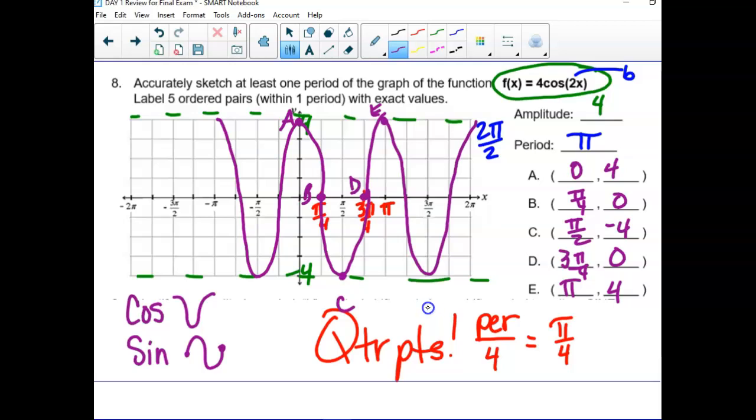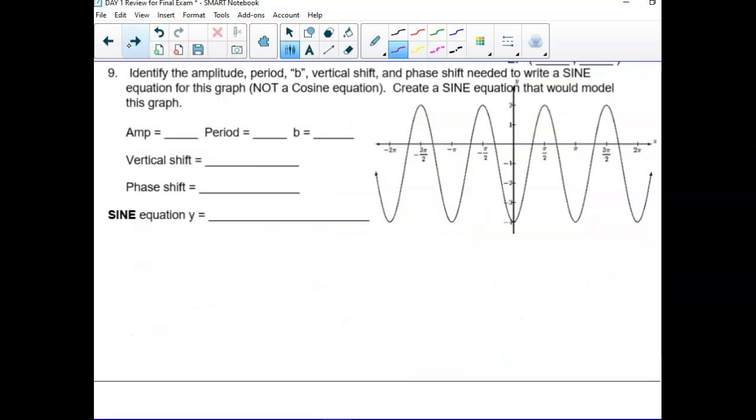Questions? I can make up another, actually I think I have another example. Oh, maybe not. There's a question like this on the test where you have to fill in all this great stuff. It says we have to give a sine equation.